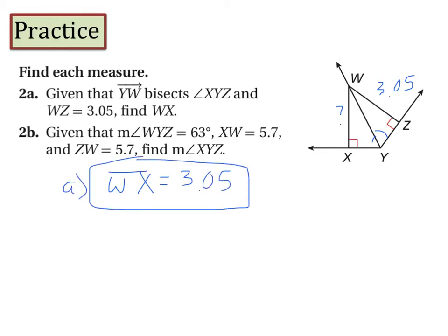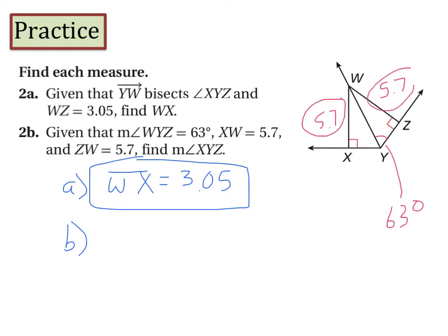That was part A. Now for part B, we're given different information. So now we're given that the measure of angle WYZ is equal to 63 degrees, and that XW and ZW are both 5.7. So ZW is 5.7 and XW is 5.7. Now the angle WYZ, which is this angle right here, is 63 degrees. But since we know that these two sides are congruent, that means that this is an angle bisector. So if this is 63 degrees, then this angle has to be 63 degrees as well.